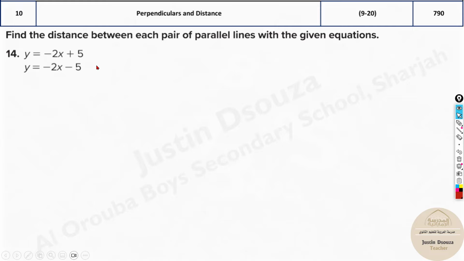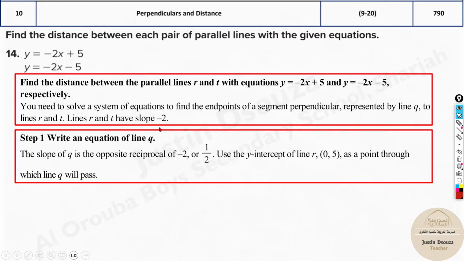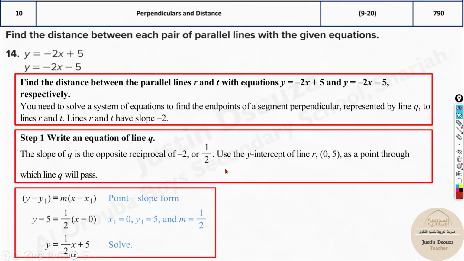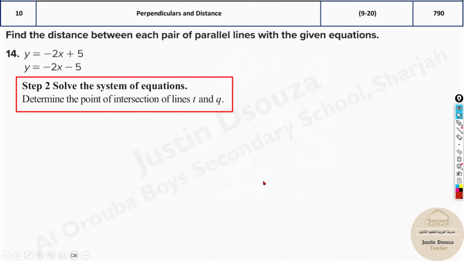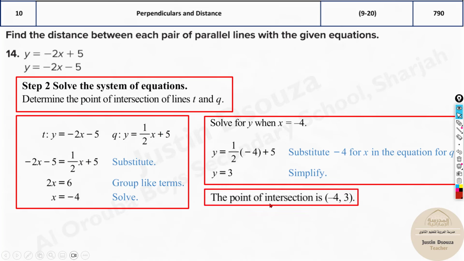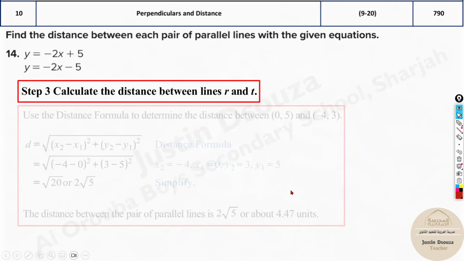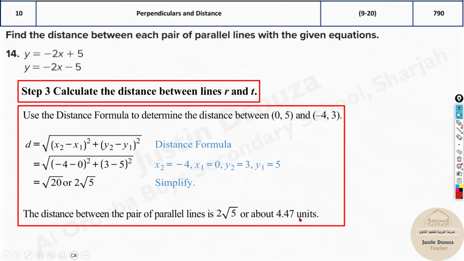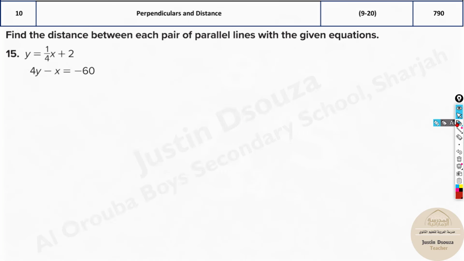Similarly, you can solve this problem. Here you can't do the direct methods. You have to use the equation of the perpendicular line and solve it up. Same problem. Here are the intersection points, and then lastly we have the distance. That's the answer.